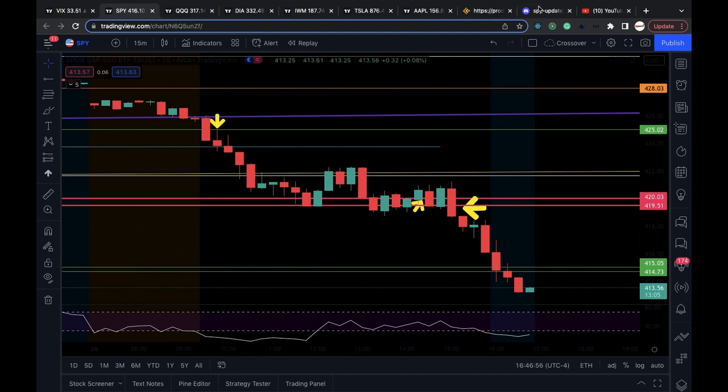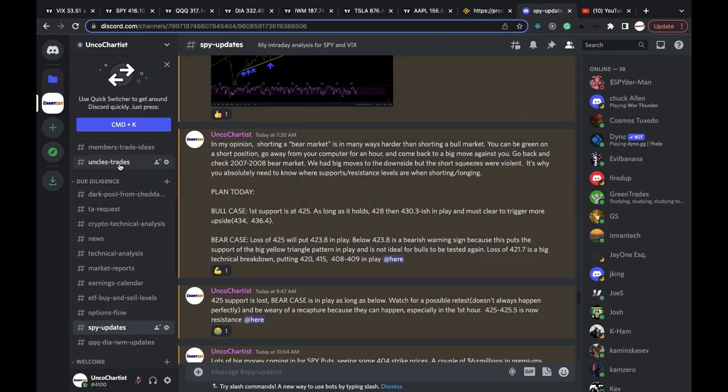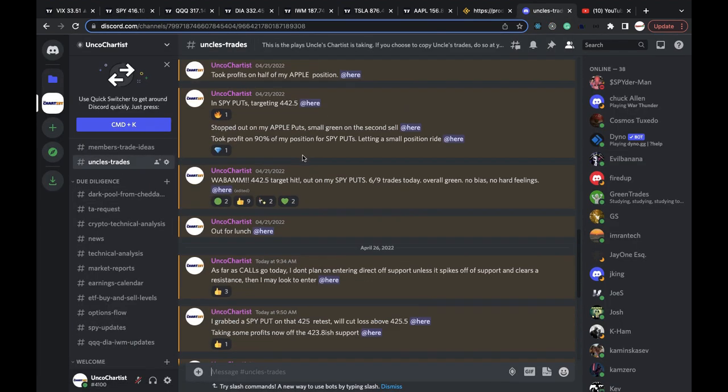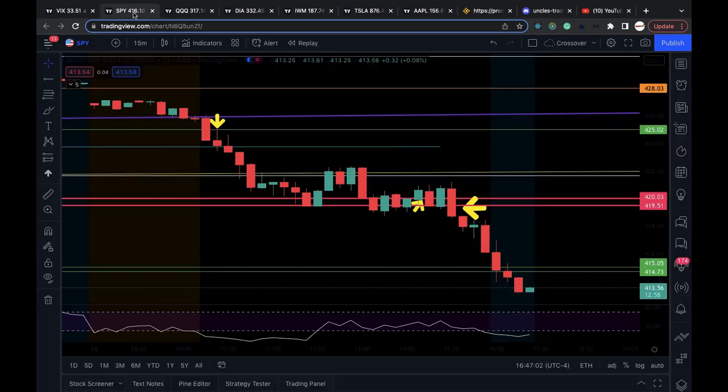Keep in mind I have a room in my Discord where Uncle Charles calls out his plays in real time, by the way. So we entered on this back test. That's what I always tell you guys: when we lose a support, watch for the back test to confirm, because on the back test it can confirm if we go more downside or if it's going to recapture.